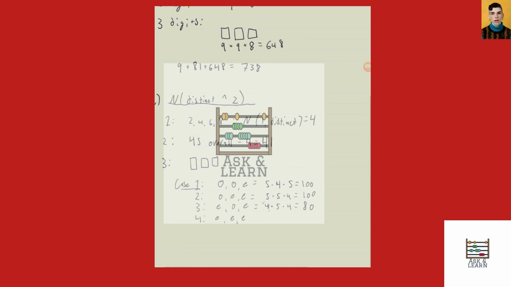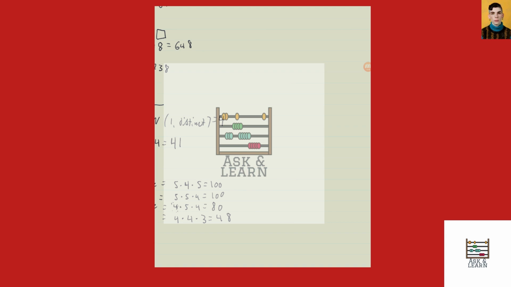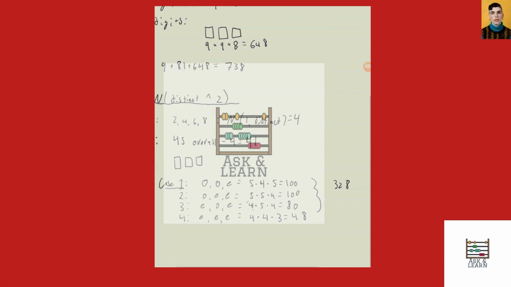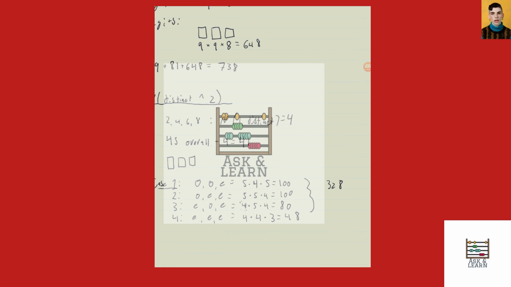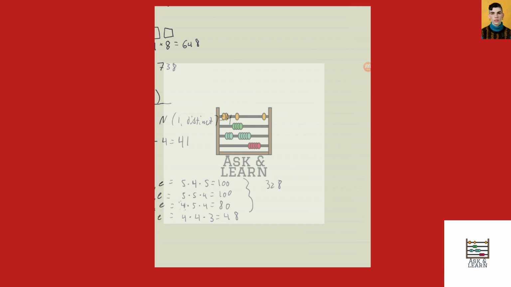And then lastly, we have the even, even, even case, where again, we have 4 options for the first digit. We'll have 4 options by the same logic for the second digit, and then 3 options for the final digit, giving us 48 possibilities. So the total number of 3-digit cases is going to be 328. And then we add on the 41 from the 2 digits and the 4 from the 1-digit cases. So the overall total is 373.